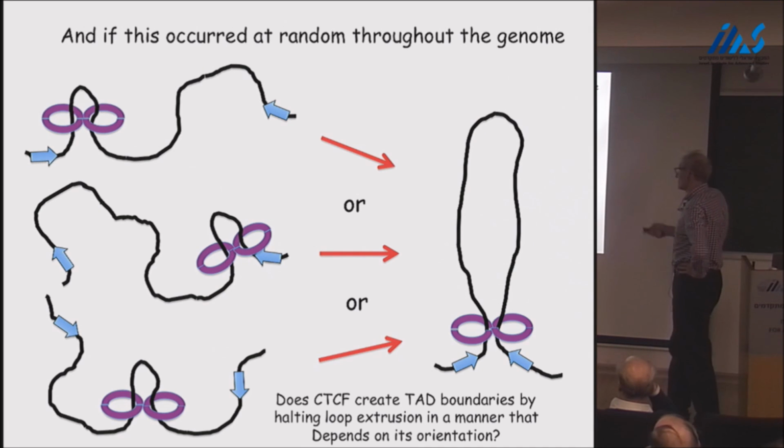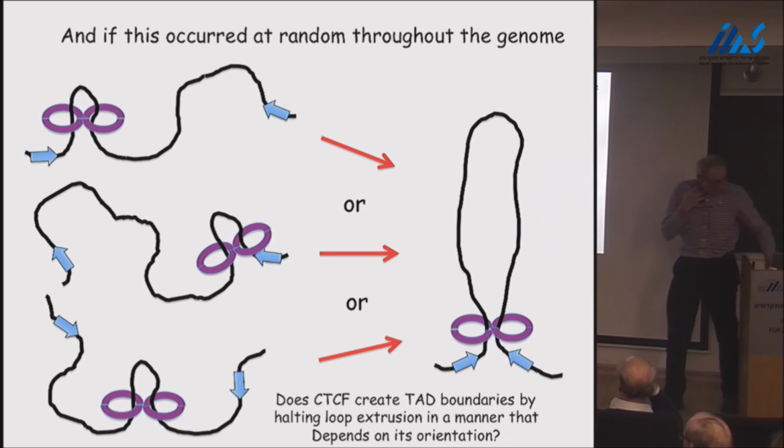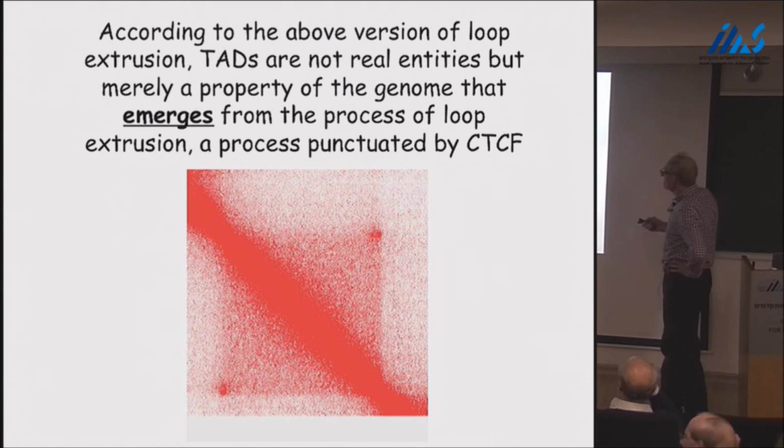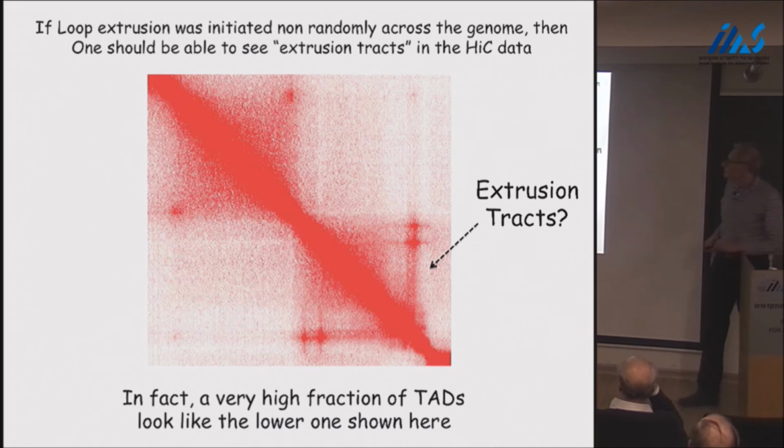And so if this occurred throughout the genome, occurring here, here, and here, and all the way through this interval, you end up creating the structure here. Now, according to the above version of loop extrusion, TADs are not real things. They're merely a property of the genome that emerges from the process of loop extrusion, a process that is punctuated by CTCF.